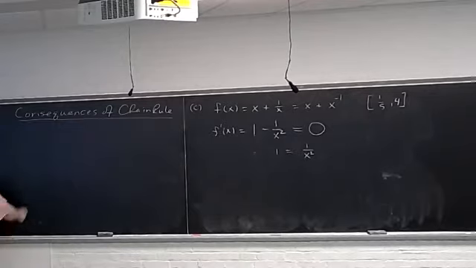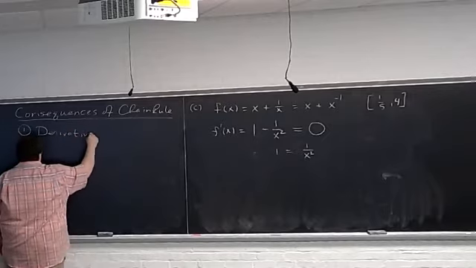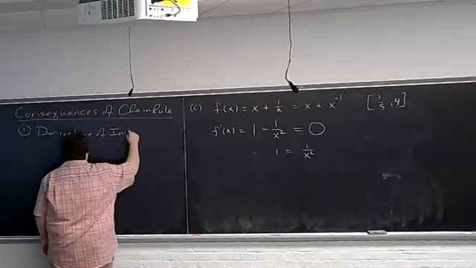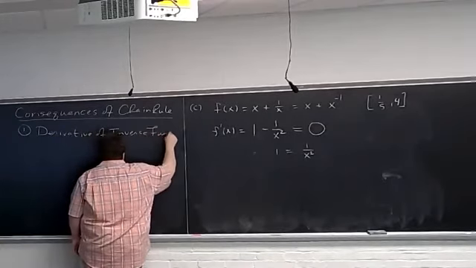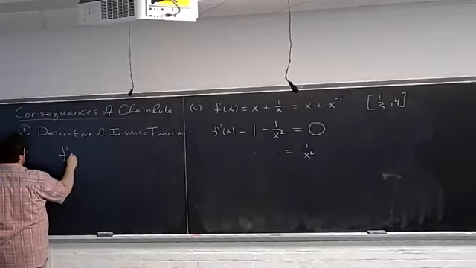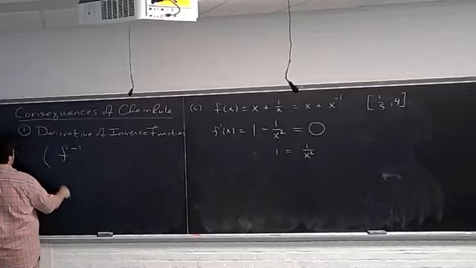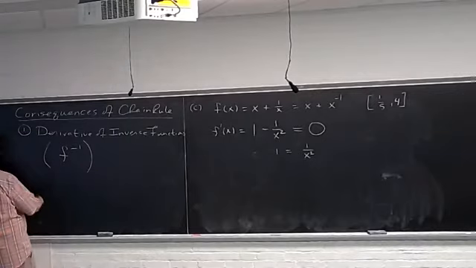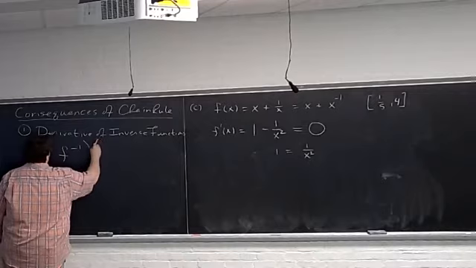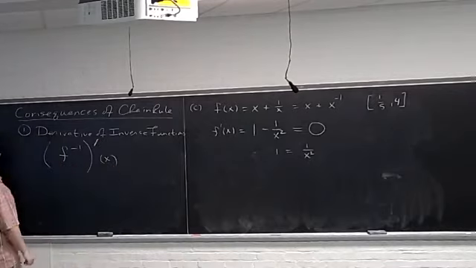Consequences of chain rule. Let's first look at the derivative of inverse functions. And the notation for the derivative of the inverse is going to be, well, there's the inverse. The derivative, we're going to throw a prime on that. And to separate the inverse -1 from the prime, I'll put large parentheses there. And it's a function of x. Derivative of inverse functions. How can we find this?